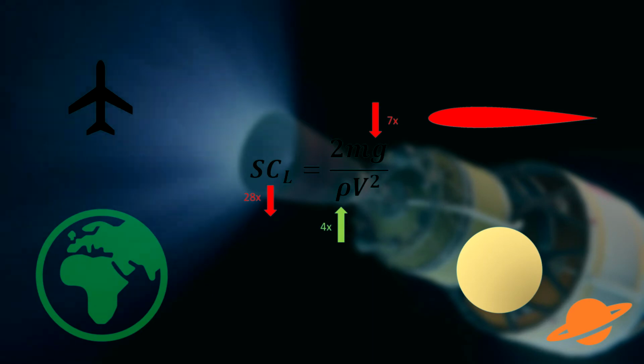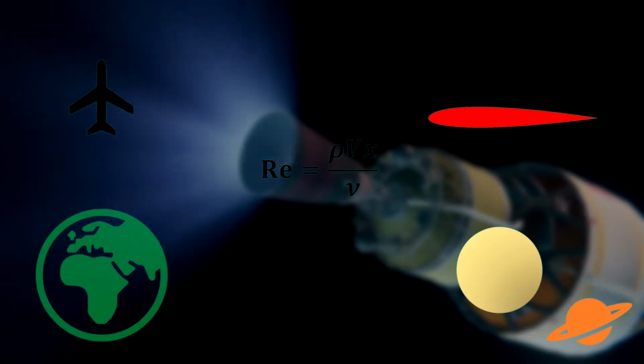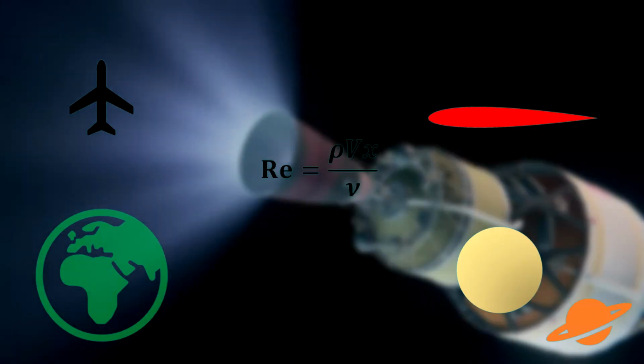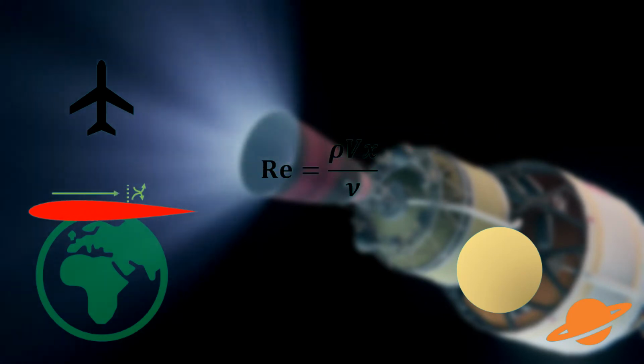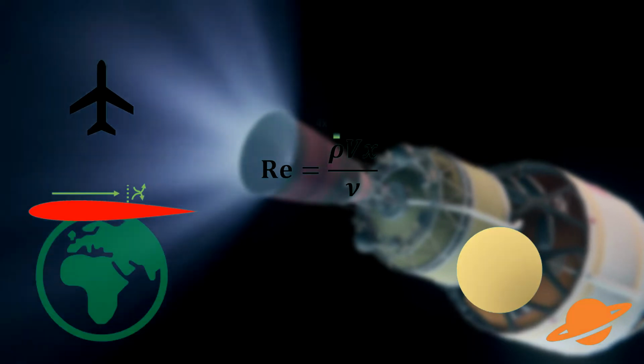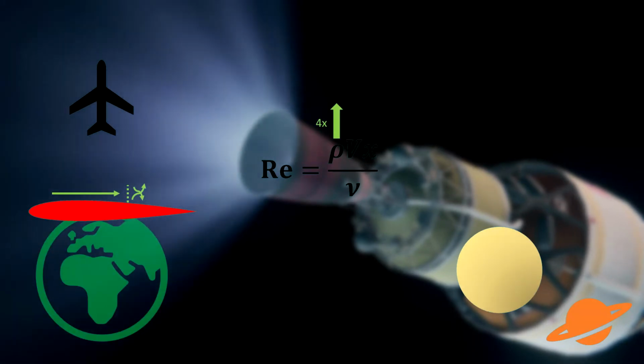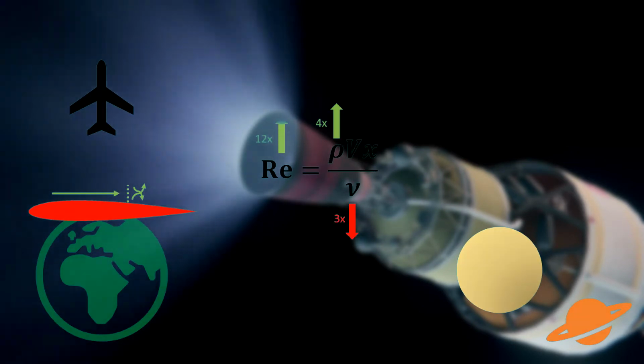Another equation to consider is the Reynolds number. This governs the type of flow that the aircraft sees. The higher the Reynolds number, the more turbulent the flow is. For a wing section on Earth, transition may occur towards the trailing edge. Here, the air has gone turbulent and as such, increased boundary layer drag is experienced. However, on Titan, we've seen that the density is 4 times greater, plus the viscosity is 3 times lower. This results in a Reynolds number 12 times higher.